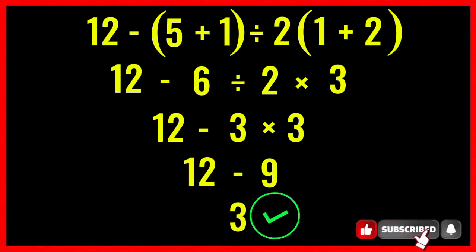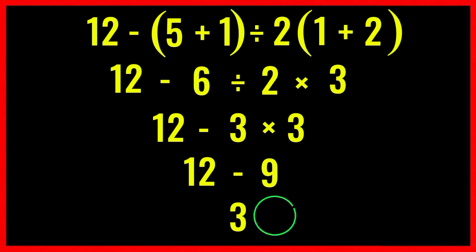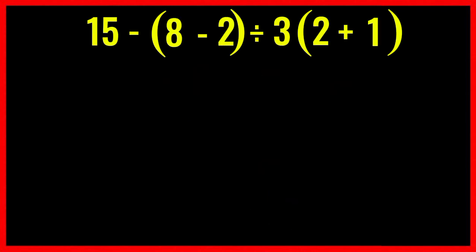If you got 11, you multiplied before dividing. If you got 9, you made another mistake along the way. But if you got 3, congratulations. You follow the order of operations correctly. Now it's your turn. Try this question without using a calculator. 15 minus (8 minus 2) divided by 3(2 plus 1). Pause the video and see if you can solve it. Ready? Let's check your answer.